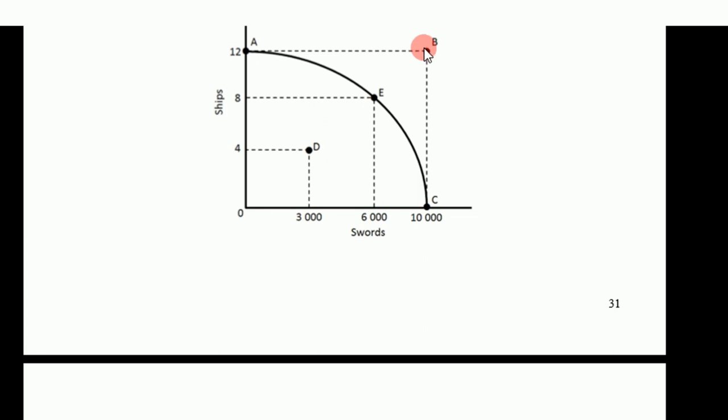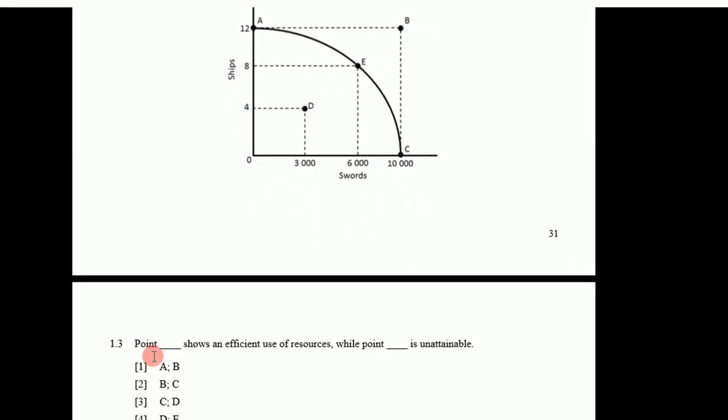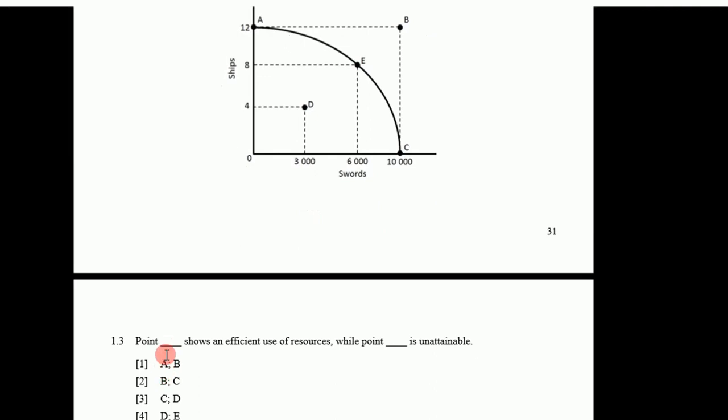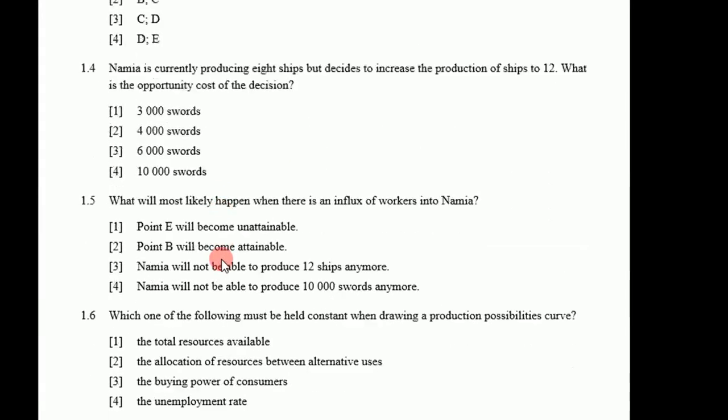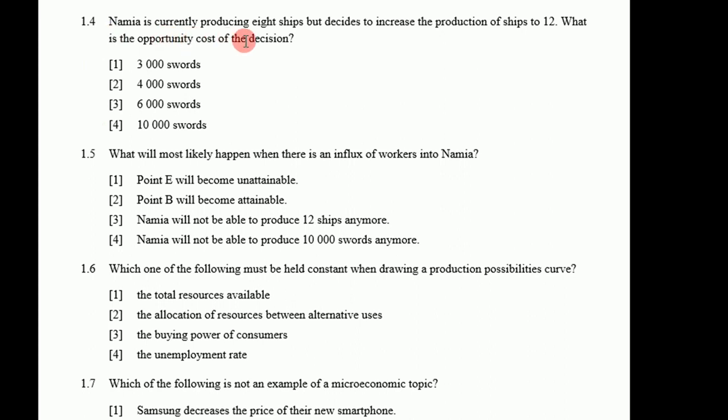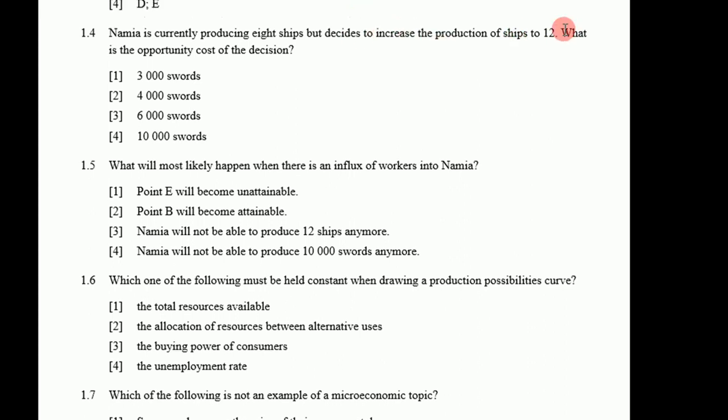Point B shows, this one is an attainable point. So here, as you can see, point A is correct and point B is unattainable. So option 1 is correct. Then Namia is currently producing 8 ships but decides to decrease the production of swords to increase ships to 12. What is the opportunity cost of the decision?